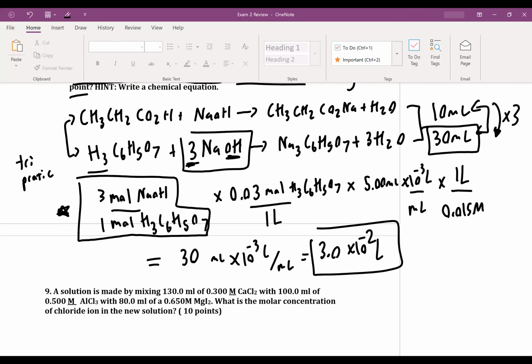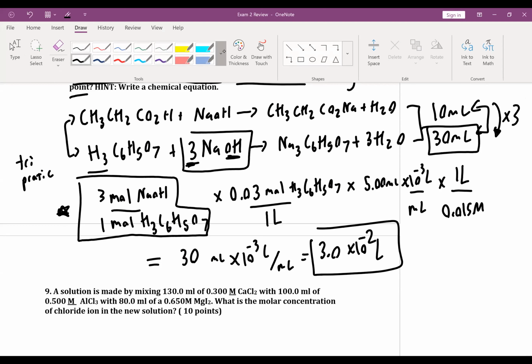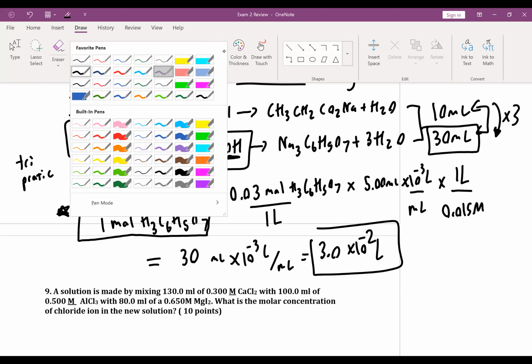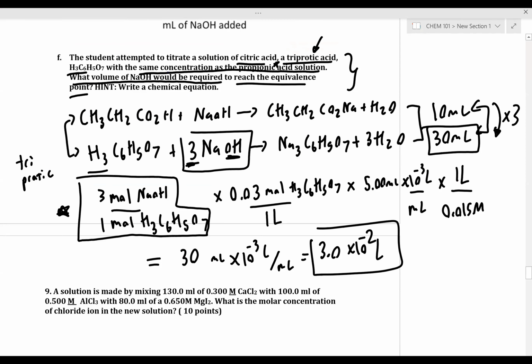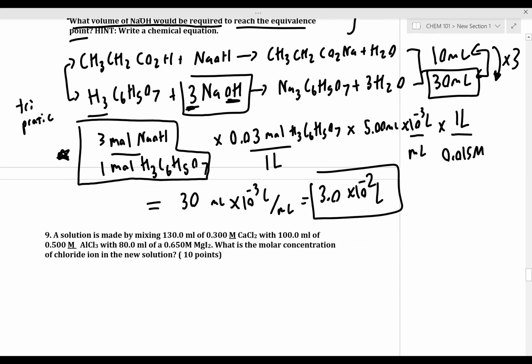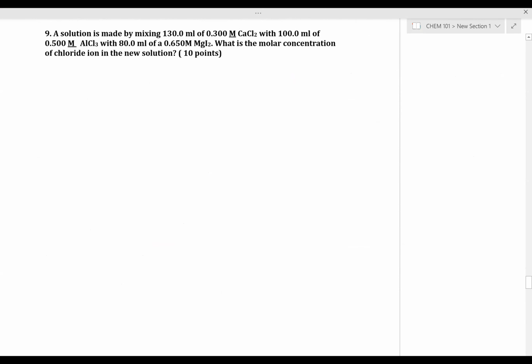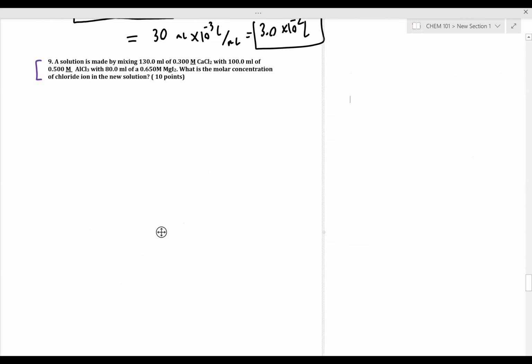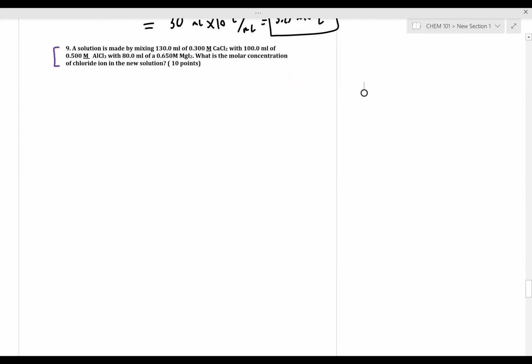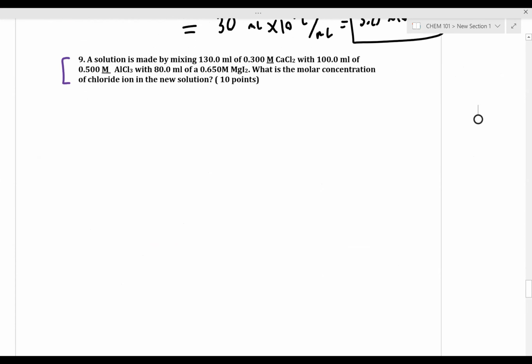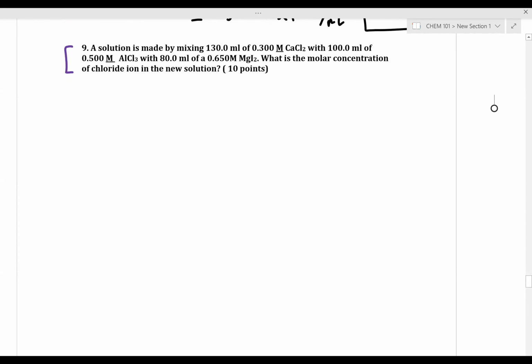Sorry for the typos. This one is the problem version changes, and sometimes I set it up so I'm writing out one problem, then I change one of the volumes at the end, and I forget to change it in all the questions. So let's now do a solution mixture problem. Let's do a mixture problem to finish out this session, or to almost finish out this exam.